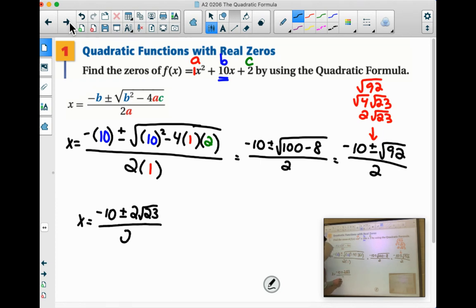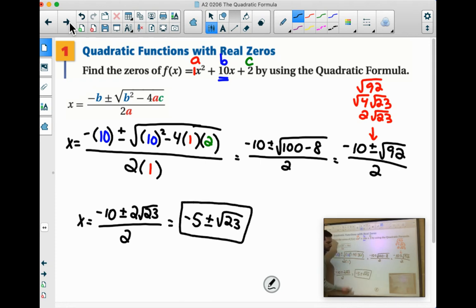over 2. Now these are both divisible by 2. Negative 10 divided by 2 is negative 5. 2 root 23 divided by 2 would just be 1 root 23. So that actually covers both of our answers there. Negative 5 plus or minus root 23.